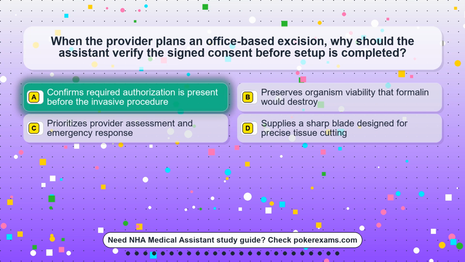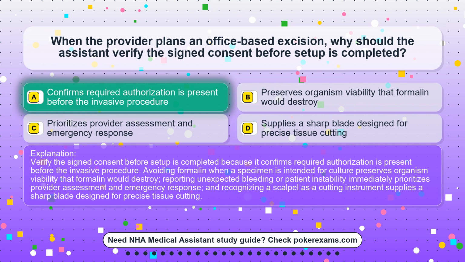The correct answer is option A. Confirms required authorization is present before the invasive procedure. Verify the signed consent before setup is completed because it confirms required authorization is present before the invasive procedure. Avoiding formalin when a specimen is intended for culture preserves organism viability that formalin would destroy. Reporting unexpected bleeding or patient instability immediately prioritizes provider assessment and emergency response, and recognizing a scalpel as a cutting instrument supplies a sharp blade designed for precise tissue cutting.